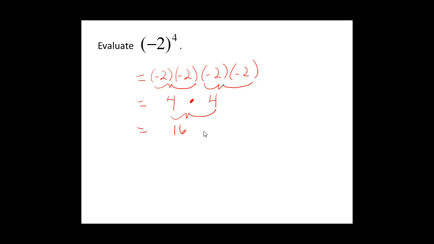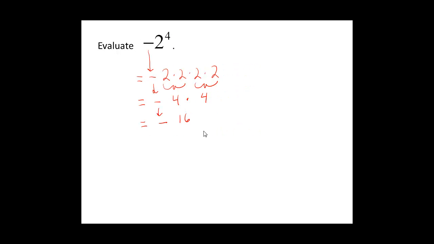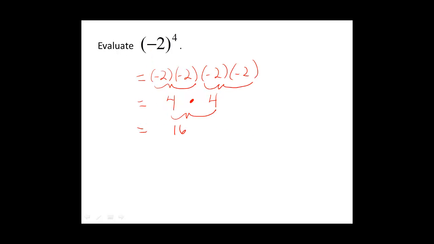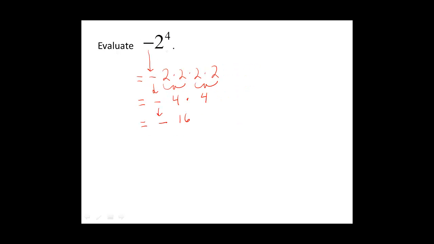Notice the difference between this problem and the previous problem. In this problem, the negative is not in the parentheses. In this problem, the negative is inside the parentheses. The power of 4 is raising the sign and the number to the power 4. In this problem, the power 4 is only raising the 2 to the power 4.